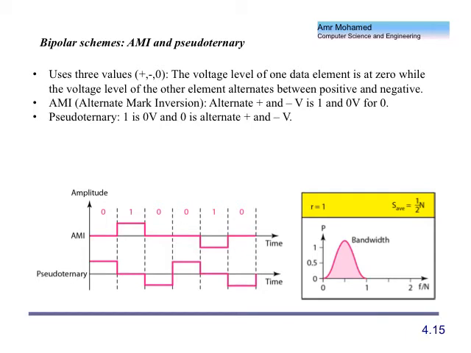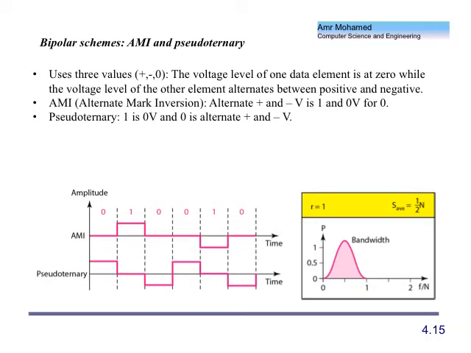The pseudo-ternary here is just the complement of this. It uses the 0 to toggle the level, and the 1 is always 0. So it's actually the exact complement of this. It's not like inversion like the one before. It's just the complement. It does not have any added value. So it's just two variations of the same technique.